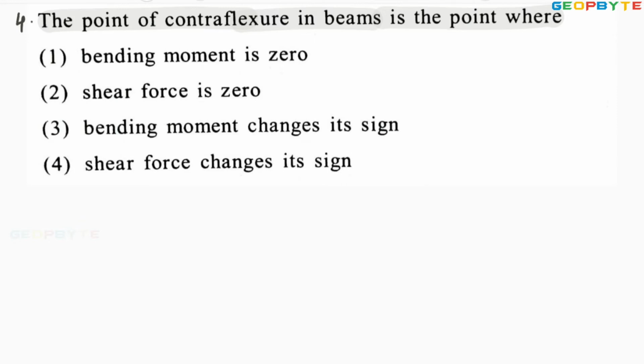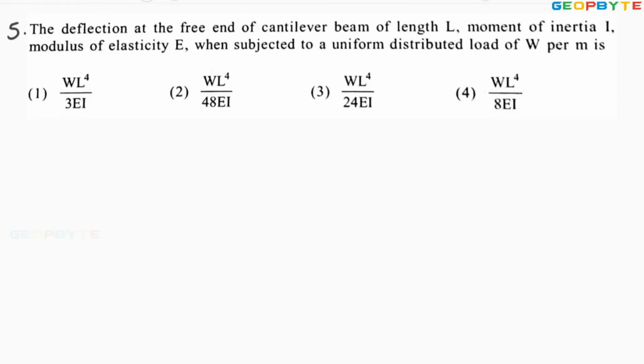Look at the options. The point of contraflexure in beams is the point where the bending moment is 0, shear force is 0, bending moment changes its sign. Absolutely correct. Bending moment changes its sign from negative to positive or positive to negative is called point of contraflexure. Of course, bending moment is 0 at the point of contraflexure, but most appropriate answer is C. That's why I select the third option. I hope you got my point. Let us take another problem. Look at the fifth problem.